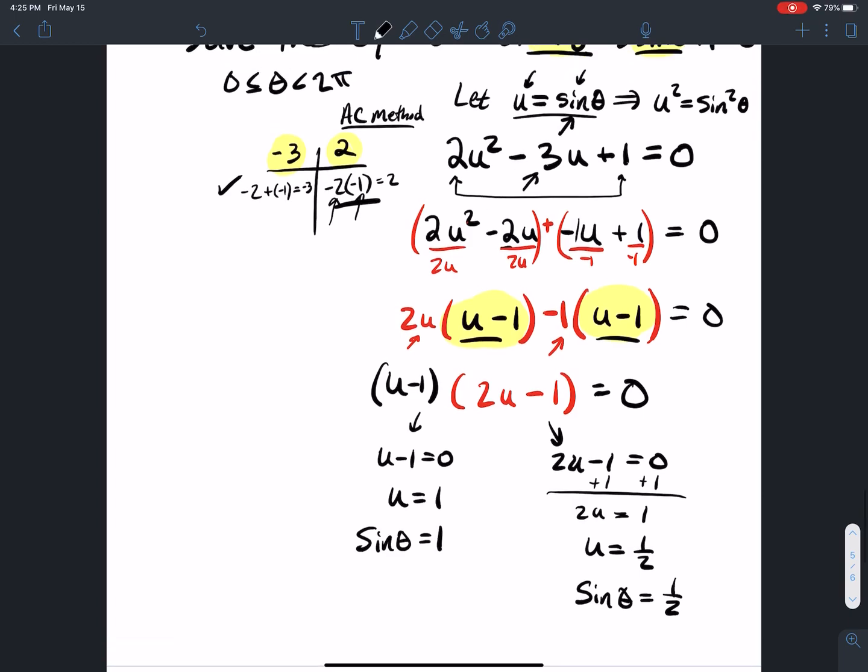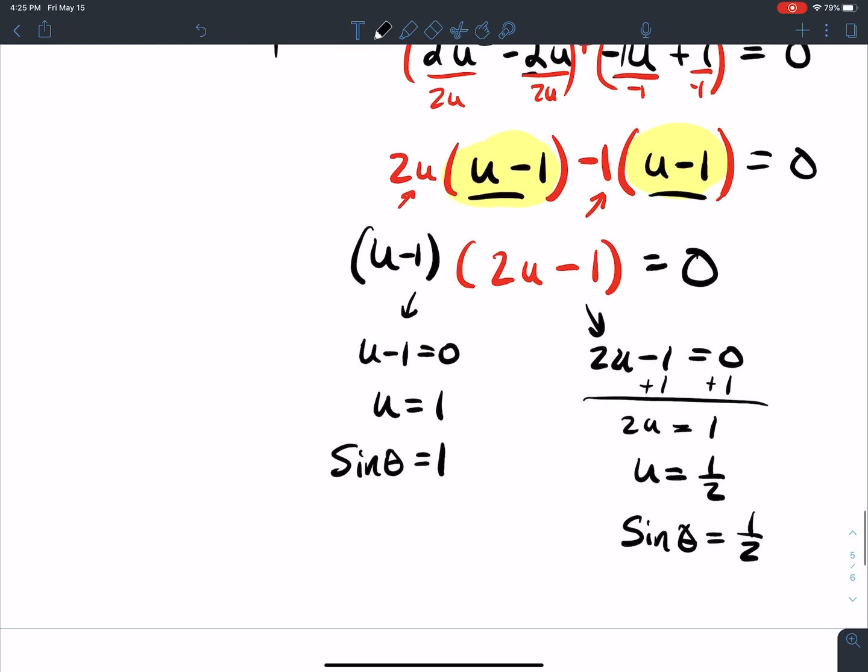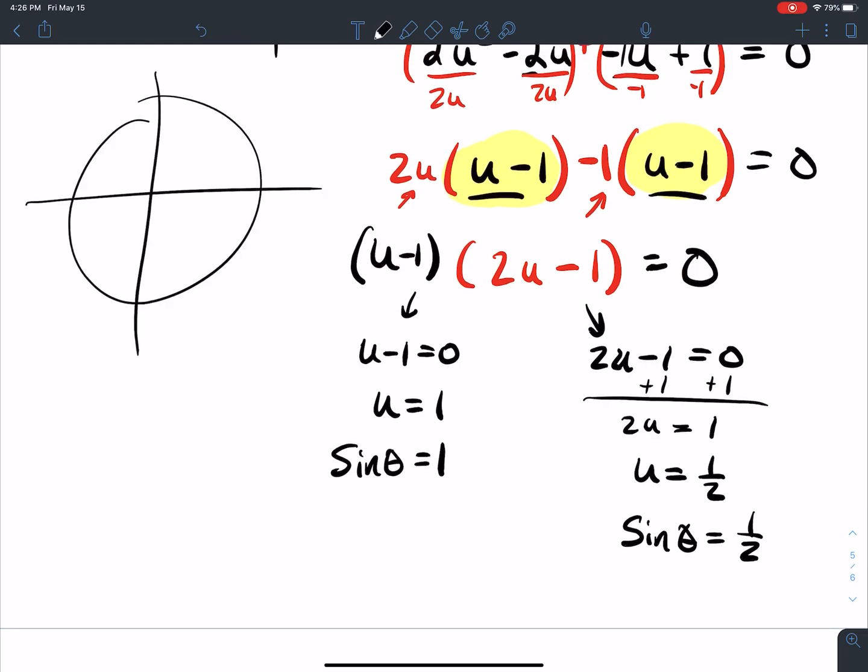So in the interval from 0 to 2 pi, does sine ever equal 1? Well, let's think about it on the unit circle. The only place it equals 1 is right here at pi over 2. That gets me 1 there. And then for 1/2, I actually have it at 2 places.